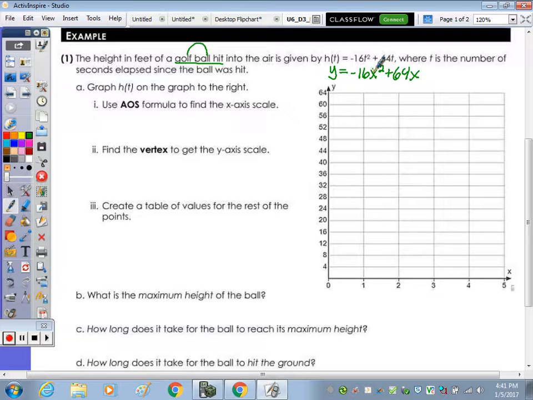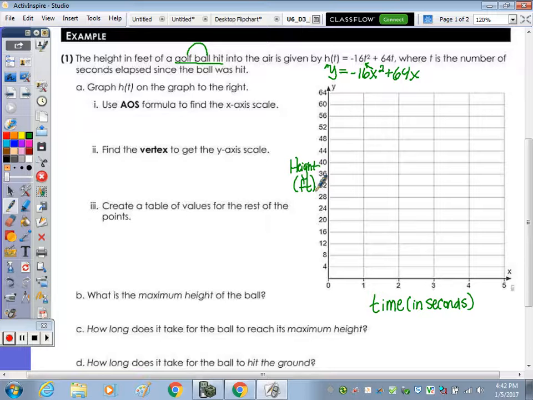So our x-axis is the t, or time. So let's label our x as time, in seconds. And the h of t, or y, h is our height, and that's in feet. So the height, our y-axis, is dependent on the x-axis, or the amount of time that has passed, in this case, since the ball was hit.